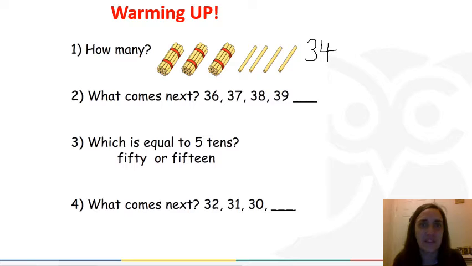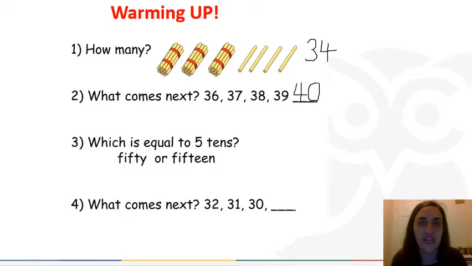What comes next? Number 2. So we've got 36, 37, 38, 39. What's next? Amazing. It is 40. And we write 40, a 4 and then a 0. Think about those numbers at the end of the 50 chart. 10, 20, 30, 40, 50 all end in a 0. Brilliant work.